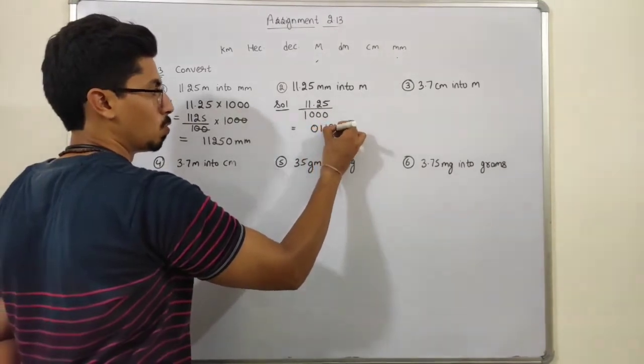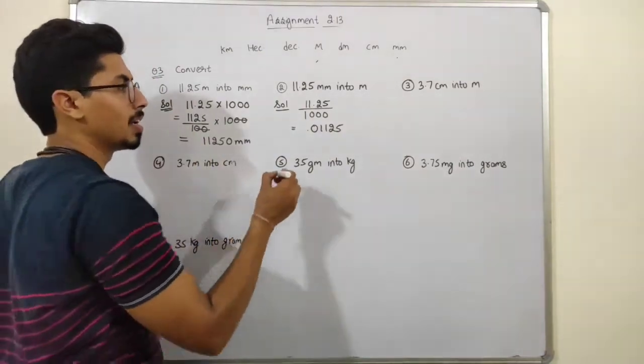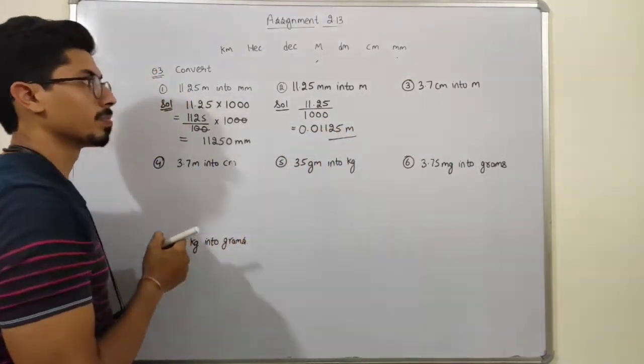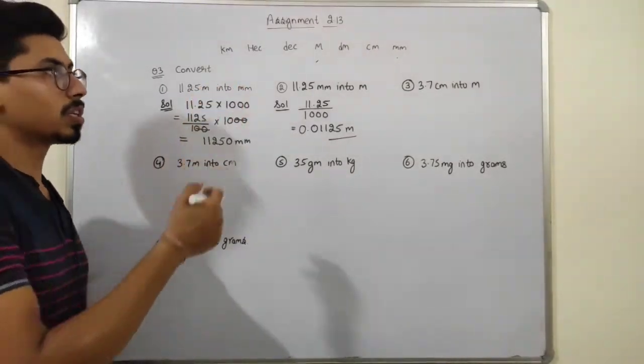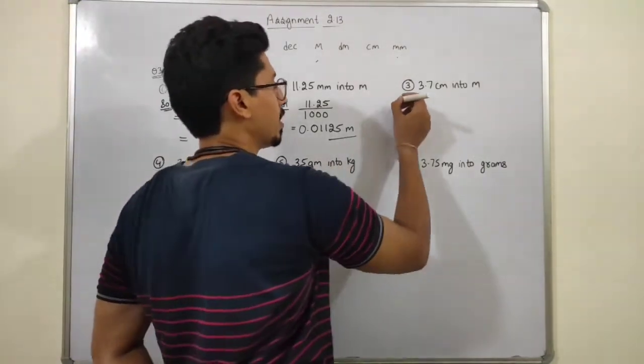So 1, 1, 2, 5, and put a decimal here and an extra 0 here. So it will be in meter now.